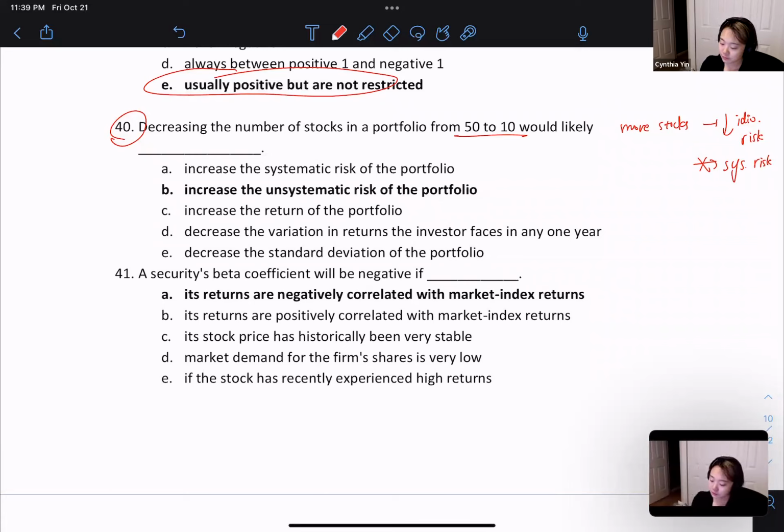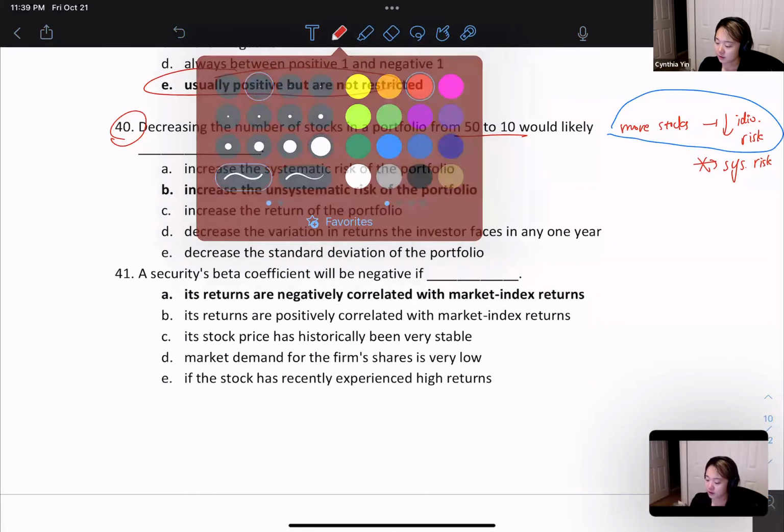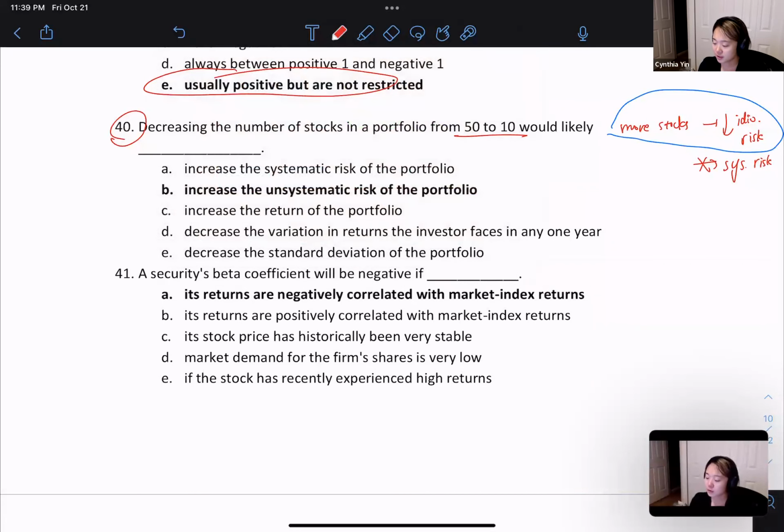So if you decrease, it is the opposite logic of this one, right? It will increase the idiosyncratic part, which is the unsystematic risk. That's why B is right. A is wrong because you cannot diversify away or undiversify the systematic risk anyway, so it's wrong. You cannot increase the return of the portfolio because return of the portfolio has nothing to do with number of stocks.